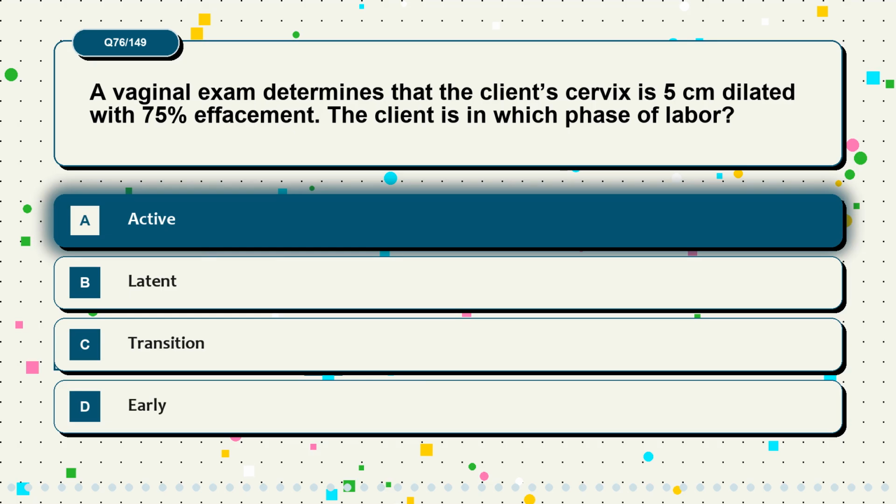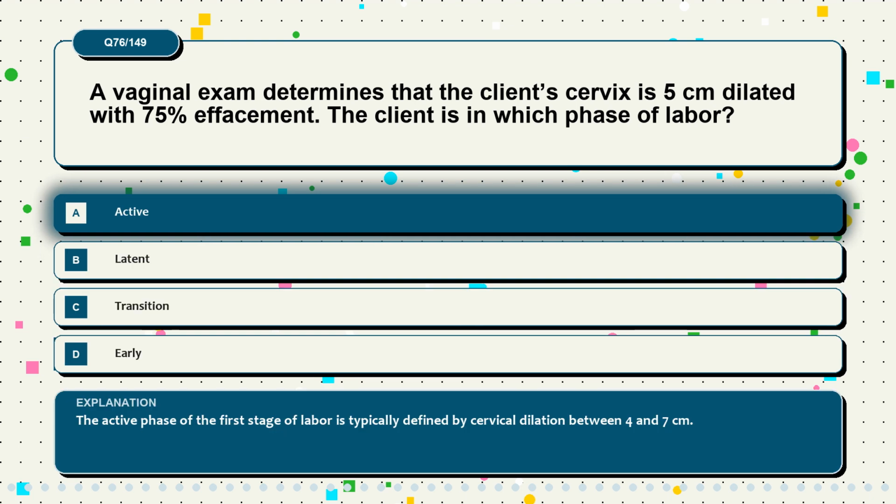The correct answer is option A. Active. The active phase of the first stage of labor is typically defined by cervical dilation between 4 and 7 cm.